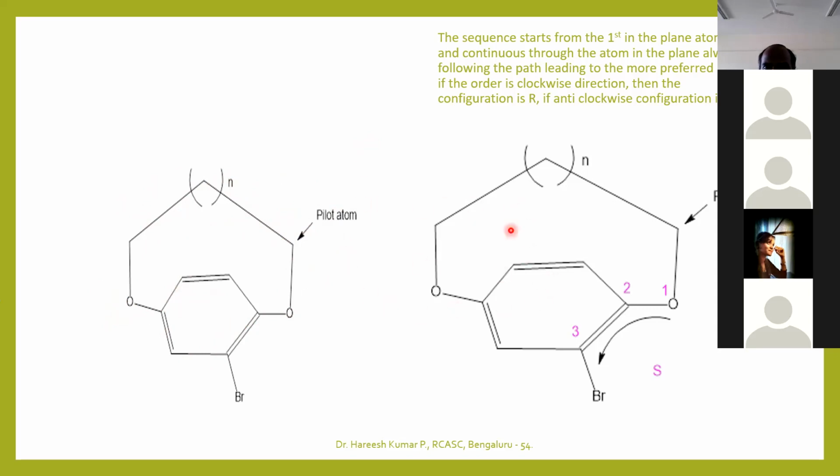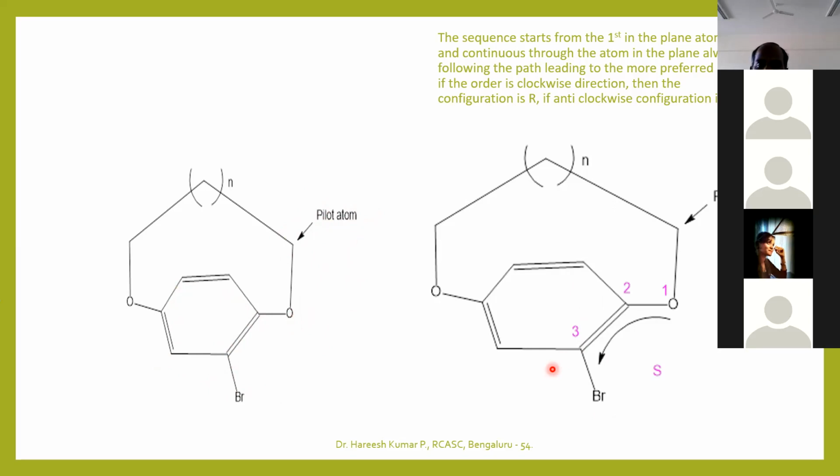In such cases, you need to select the pilot atom. How will you select it? Just look at the substituent present in the benzene ring. Based on that, if the substituent is nearer to the oxygen, that oxygen-containing CH2 group is taken as the pilot atom. Once you have selected the pilot atom, you number that heteroatom first, and the numbering continues like this. So this moiety is taken as an S configuration.